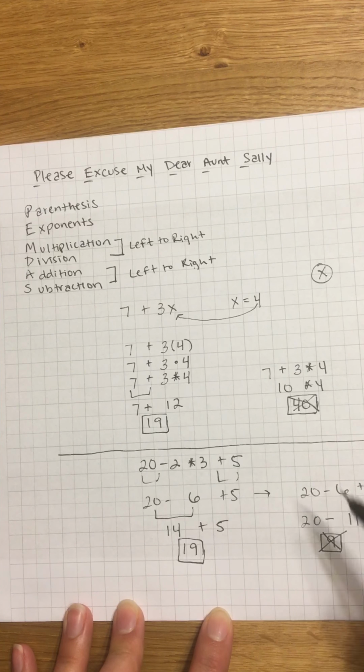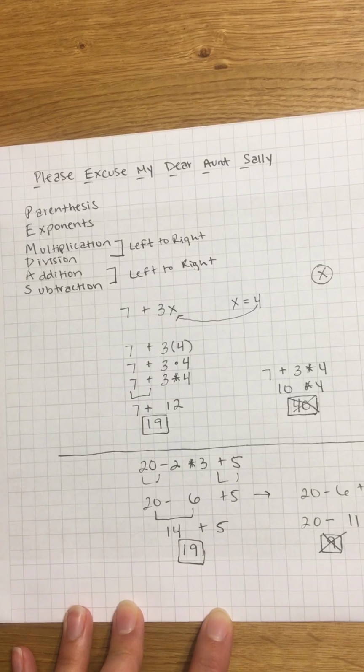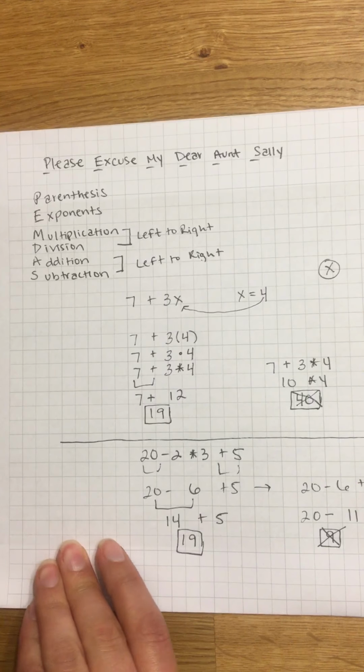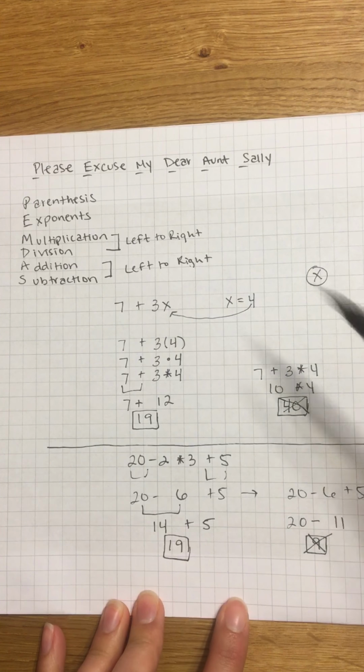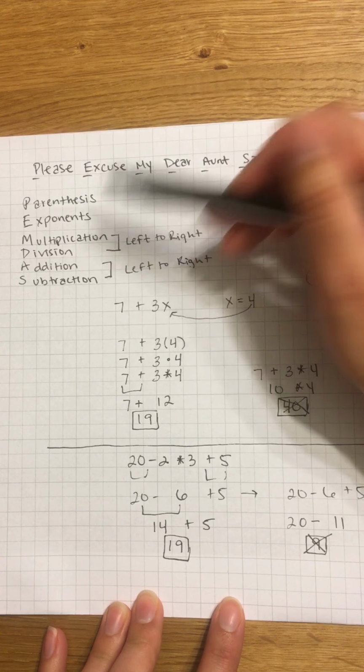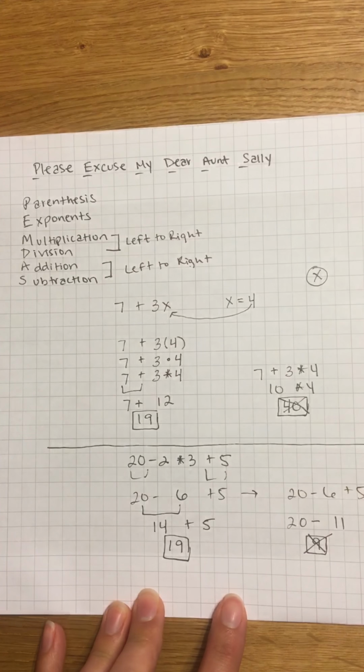So as you can see, the left to right rule is extremely important, and you can get a completely wrong answer if you forget that left to right needs to be considered when looking at multiplication or division and addition or subtraction.